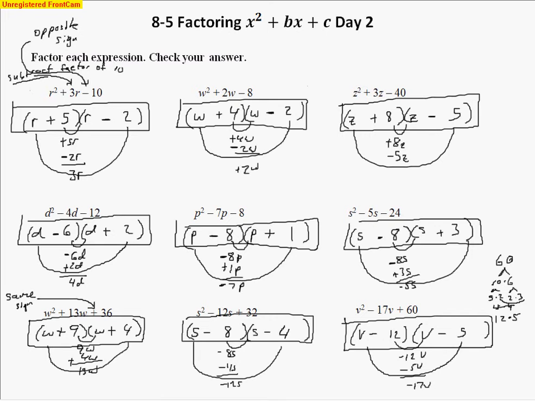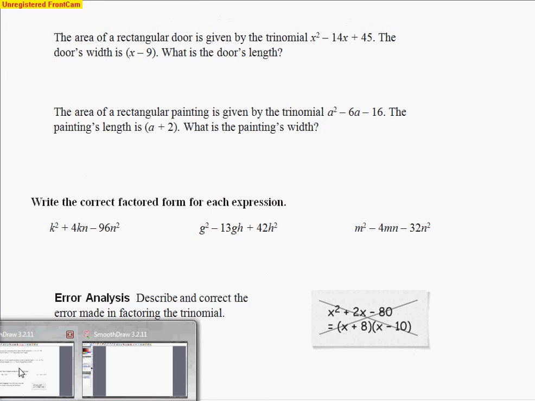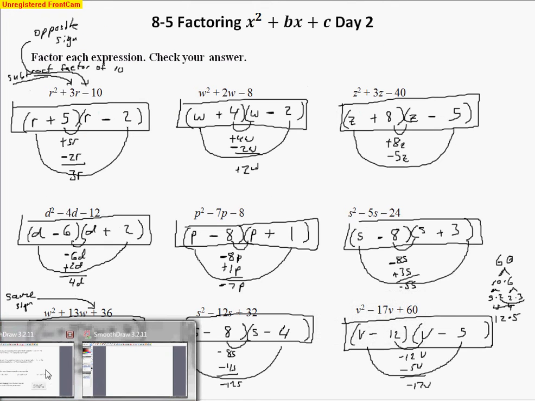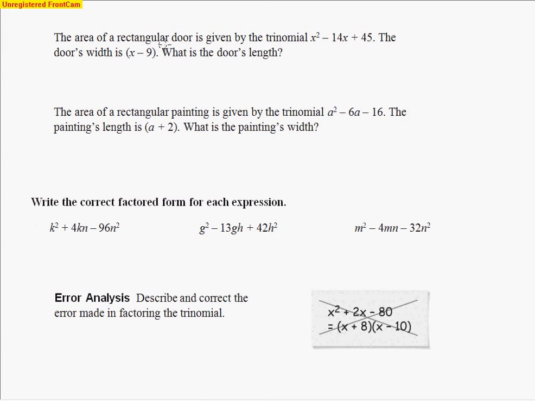So let's take a look at the other types that we might end up seeing, and it looks like we've got an area problem here. It says that the area of a rectangular door is given by this trinomial, and the door's width is x minus 9. What's the length? Well, we've already got one of the factors. We know that one is going to be x minus 9.